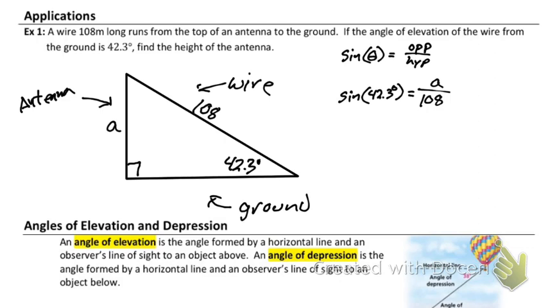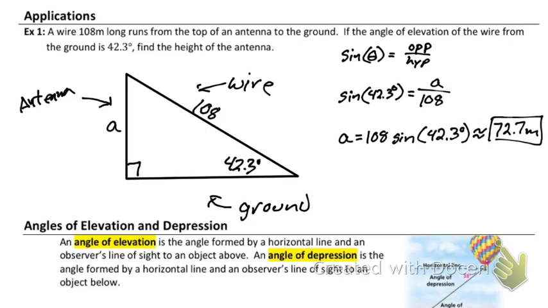Well, we just multiply both sides by 108 to get rid of that 108, and we're going to have A equals 108 times sine of 42.3 degrees, which means take out your calculator and make sure it's in degree mode, and I'll give you a second to just do it yourself. So that was about 72.7 meters.